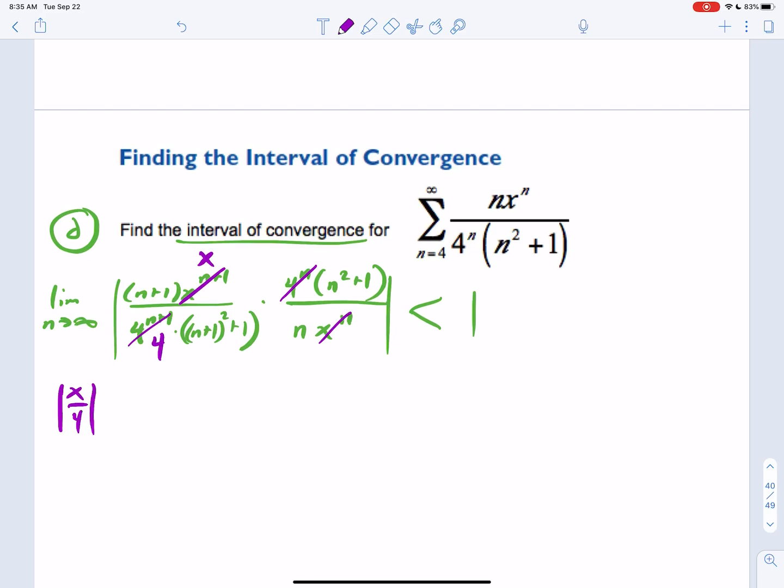So I'm going to go ahead and take out the absolute value of x over 4 times everything else. And again, if you just take out the absolute value of x, that's okay. You're still going to get the same answer at the very end. So here I have n plus 1 times the quantity of n squared plus 1 all over the quantity of n plus 1 squared plus 1 times n.